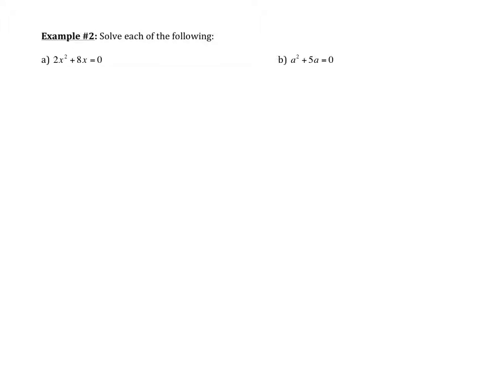Now let's look at example number 2. It says solve each of the following. So remember, we're going to be using the zero product property. So the first thing you need to do is make sure that your equation is set equal to 0. Ours are, for both of the problems actually. Always set it equal to 0 first.